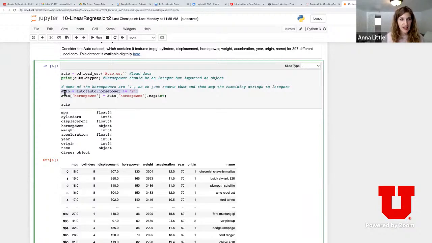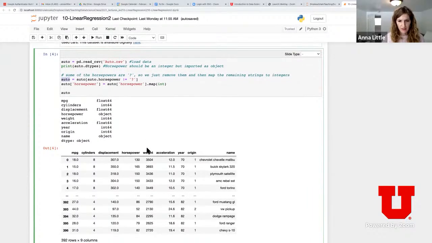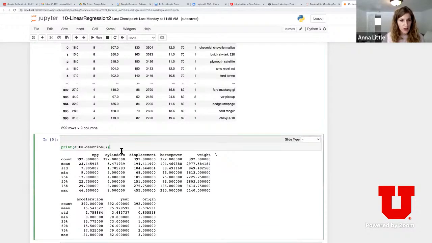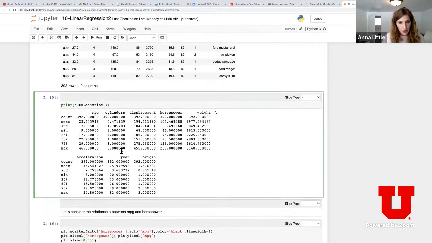Because this says data frame auto is equal to data frame auto restricted to the rows where horsepower is not equal to question mark. So you could call this a new data frame, but since we really don't want the old one, we'll just call it auto. So this will be smaller than what it originally was. I think there's only maybe 2 question marks or something, not a ton. Okay, so you can use the describe function to get your numerical summaries.